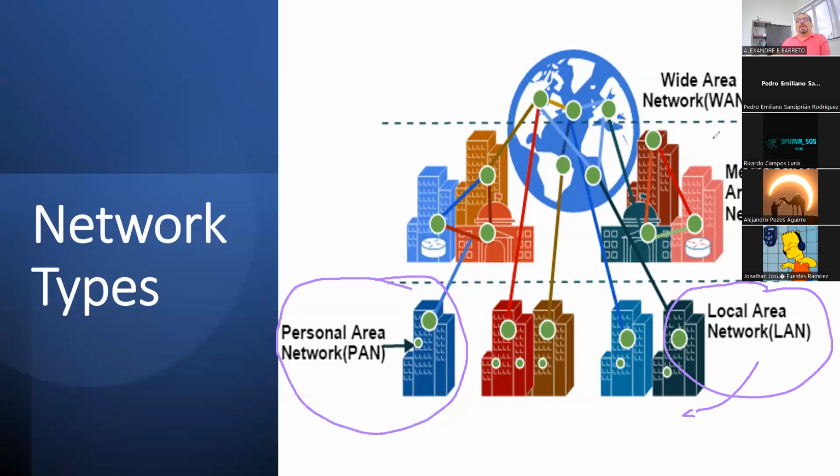A metropolitan area network is a network that connects cities, or that connects a big campus. The topology of the Tec is not like that. But think that you have a network that connects the campus from Mexico City with the campus in Santa Fe. It's the same network. A network like that, that connects different buildings in a city, is a metropolitan area network.